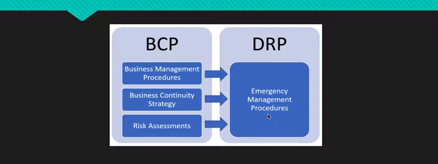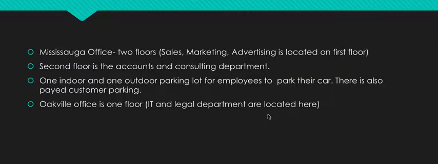Next, we talk about the JSDM office overview and physical security. The Mississauga office has 2 floors. At this location, the sales, marketing, and advertising departments are located on the first floor. On the second floor, the accounts department and the consultation department are located. There is one indoor and one outdoor parking lot for the employees to park their cars. There is also paid customer parking at both offices.